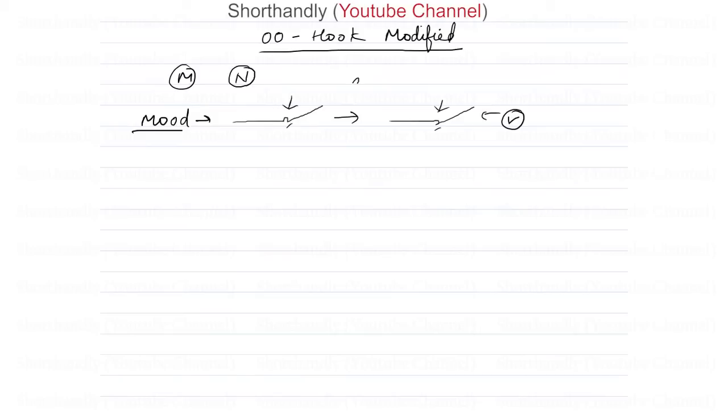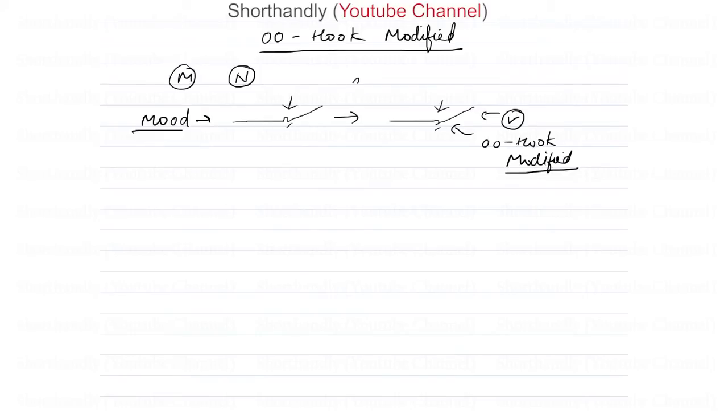So this is what we call our U-hook modified, right? Because this U-hook has been modified here, it has been changed, the angle has been changed. So this is our U-hook modified.